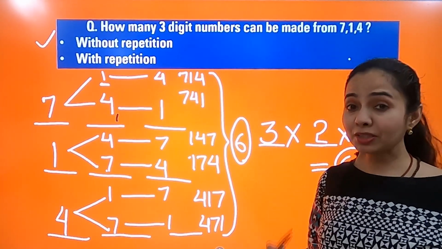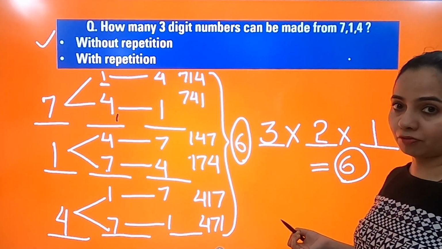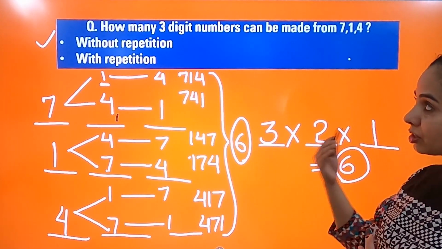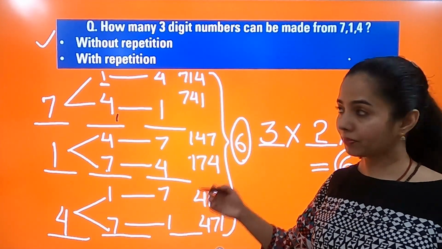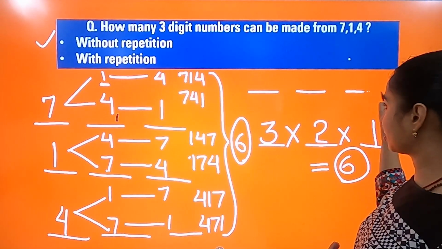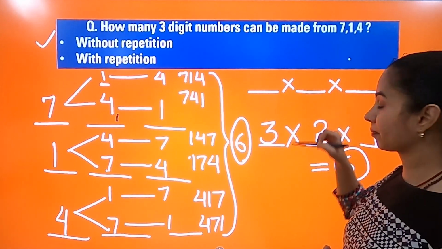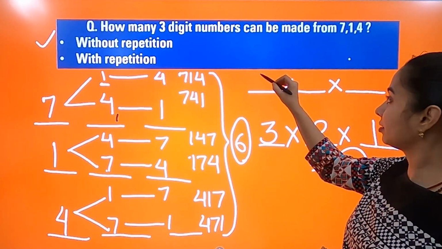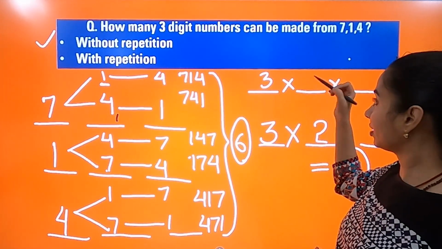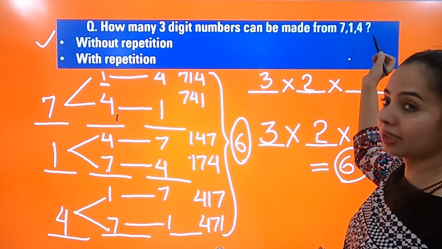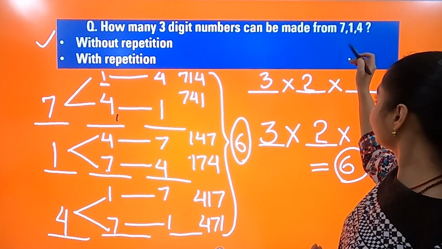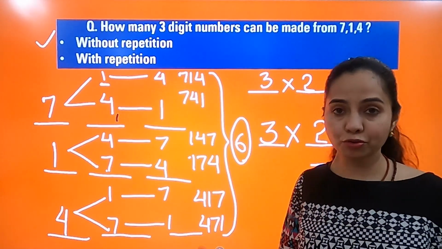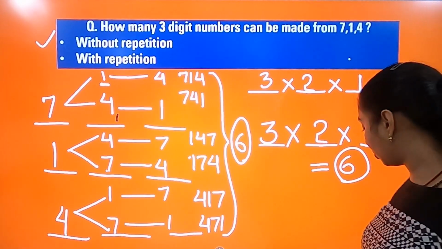I hope the principle behind how this formula works is clear to you by now. It is very simple. We just have to see how many digit numbers we have to form. So we'll put that many dashes first and put a multiplication sign. We'll see how many options are there for this place. Here it is 3. Then it becomes 2 over here because we have already used 1. Then it becomes 1 for the third place because we have used 2. So this is the principle behind the working of the formula.